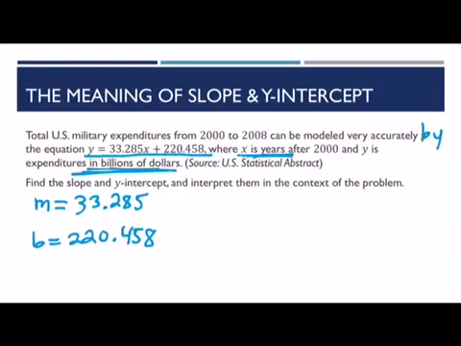All right, so looking at the slope, its units, this is a rate, and it's going to compare y to x, so it's going to compare the billions of dollars to years, or billions of dollars per year. All right? Or in other words, this is the rate at which the military expenditures are increasing. So this means that every year they spend an additional $33.285 billion.